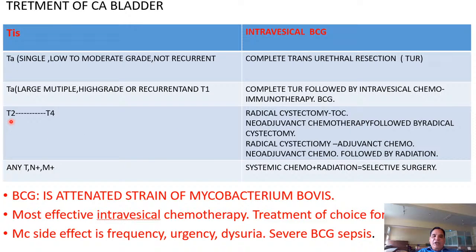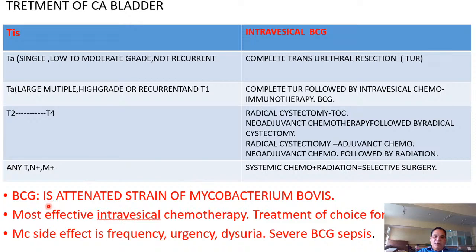All conditions from T2 to T4, treatment is radical cystectomy, the treatment of choice, plus neoadjuvant chemotherapy. In all T4, T3, you simply write down neoadjuvant chemotherapy. That is more than enough. This shows that you have understood something more has to be done. Okay. And any T, any N plus, systemic chemo, radiation plus selective surgery.